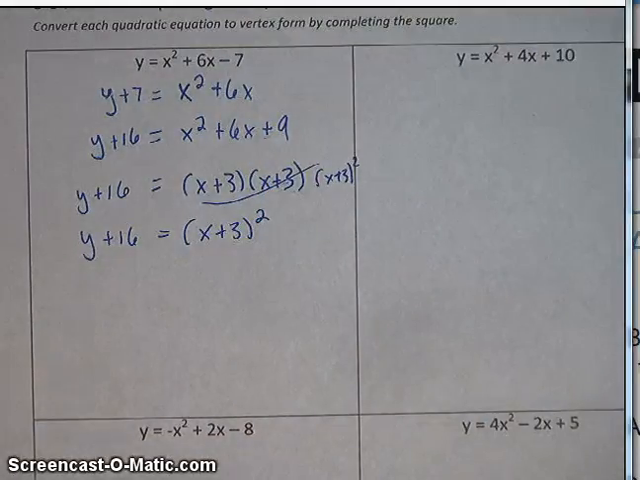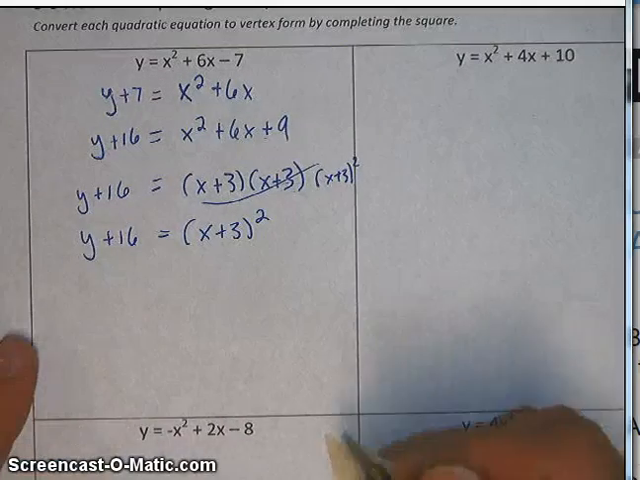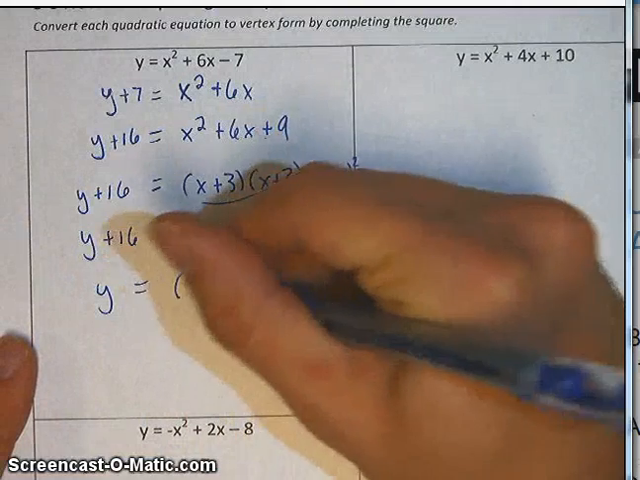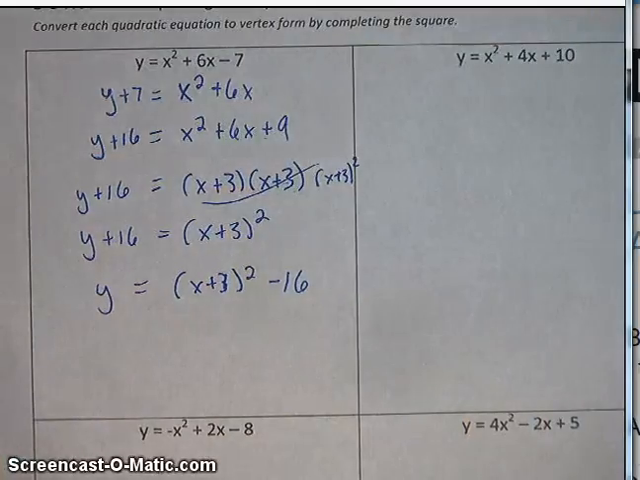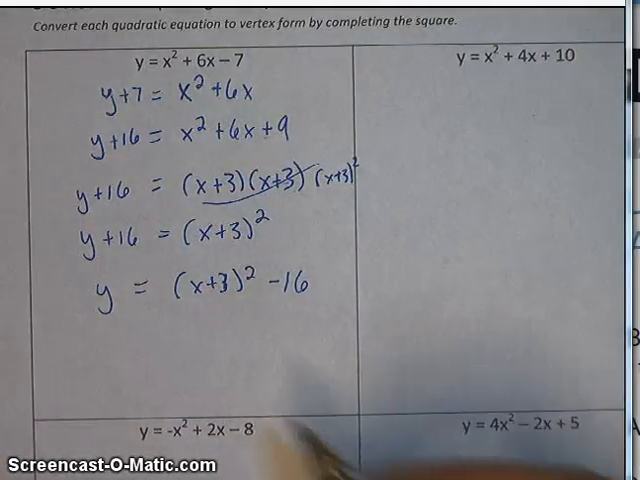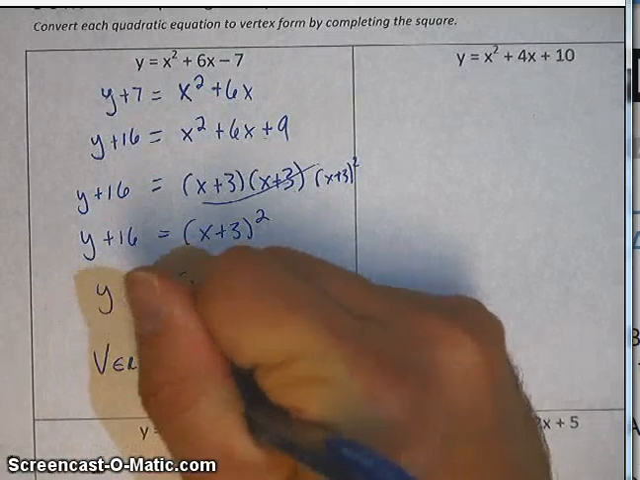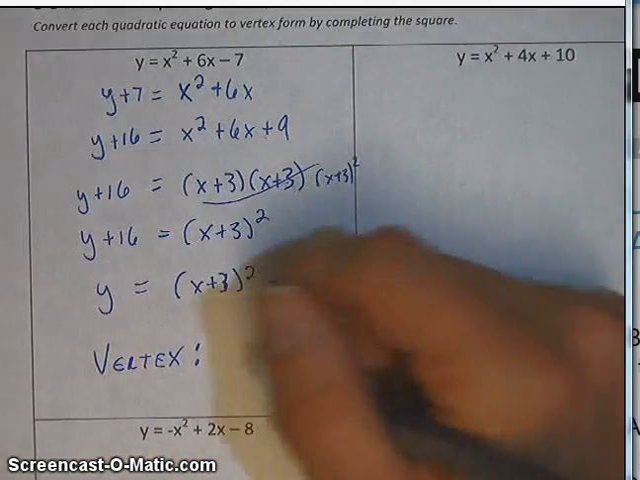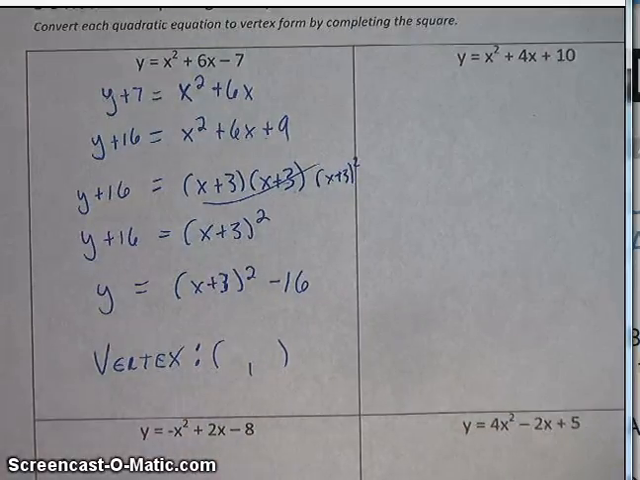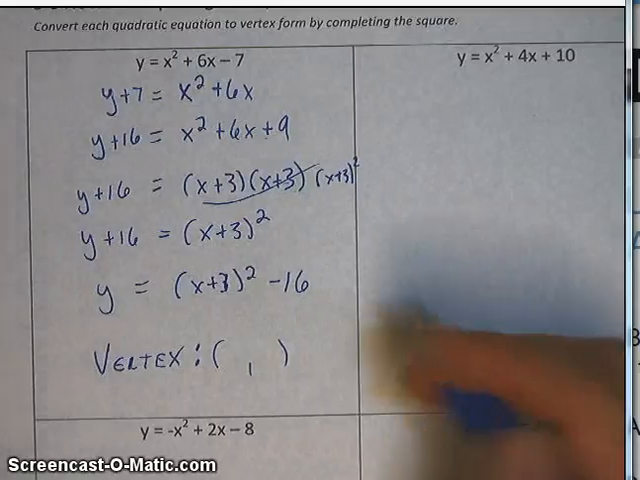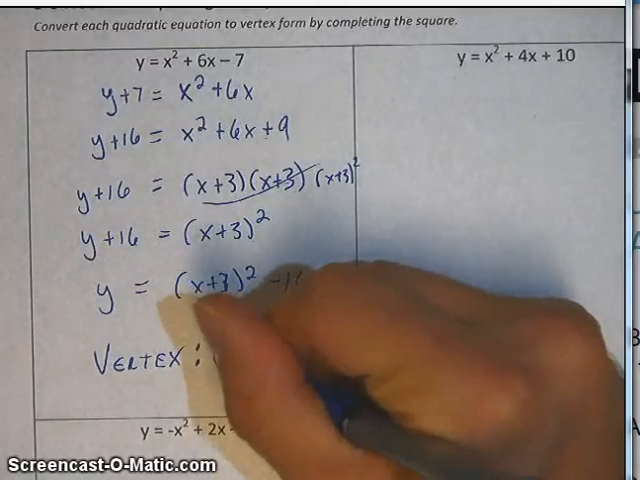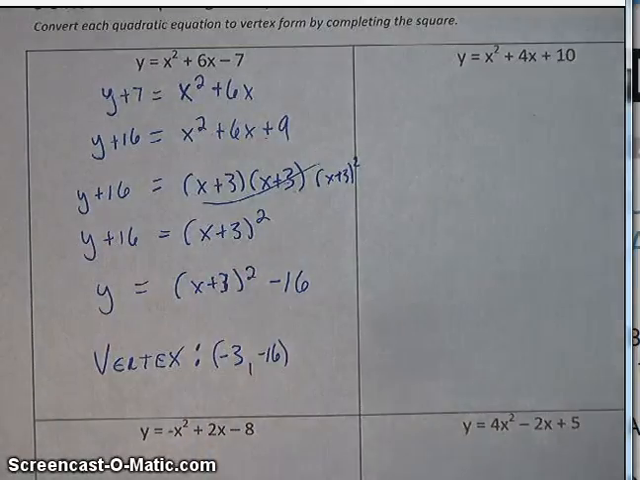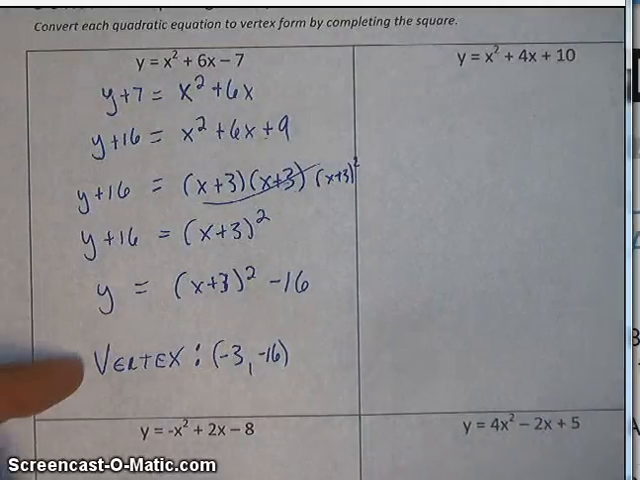Now, to get this into vertex form, I want to subtract the 16 over there. y equals x plus 3 squared minus 16. Now you might be asking, what's the point of all that? Well, the whole point is to identify the vertex, which we're going to talk about a lot more in another class. For now, you can just recognize that the vertex is an xy coordinate, and the y coordinate is negative 16, and inside the parentheses, this is counterintuitive, the x coordinate is negative 3. So we've been able to write this in vertex form, and the whole point is so that we can easily identify key attributes of this function. So this is vertex form, this is the vertex.